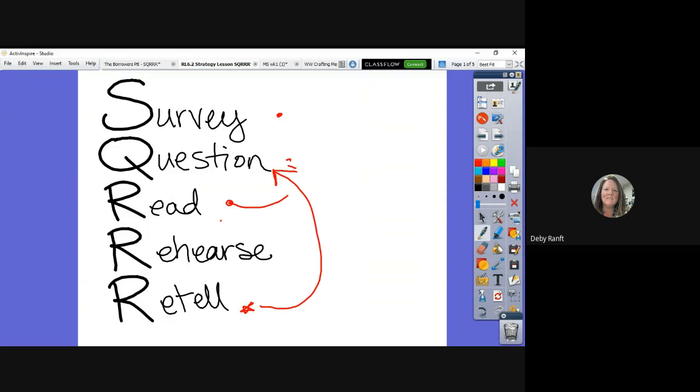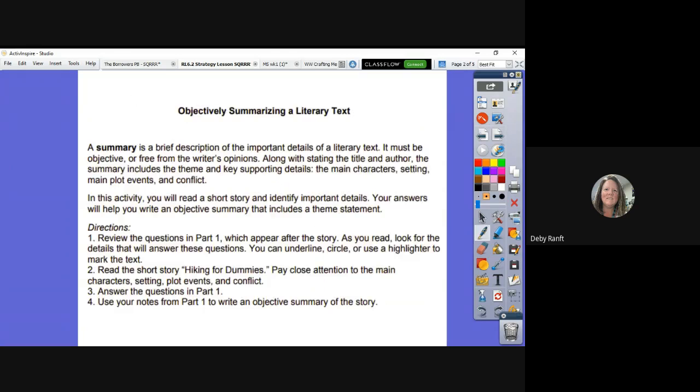Okay, so the first thing we're going to do is look at our instructions. We're going to survey our instructions. So on the top of your page, you have this written. Survey that little blip. What do you notice right off the bat? What do you see?